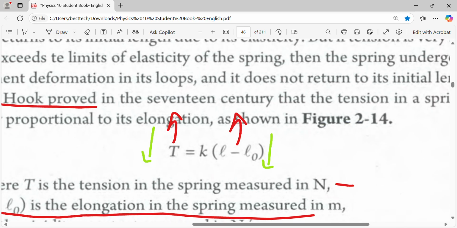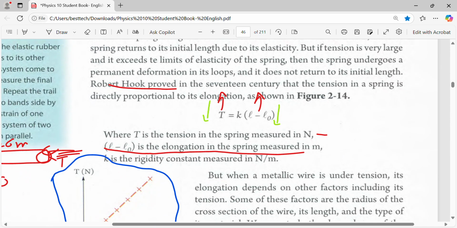What is the meaning of K? K is called the rigidity constant, so the unit is Newton over meter. Guys, this is really important. Hooke proved in the 17th century that the tension of the spring is directly proportional to elongation. As I told you, same thing: T with L minus L naught is directly proportional. That means if T increases, L minus L naught increases too. If T decreases, L minus L naught decreases too.